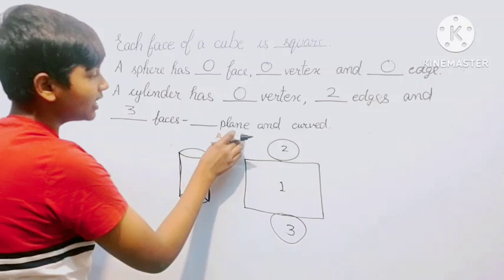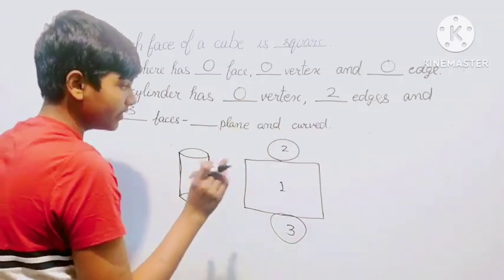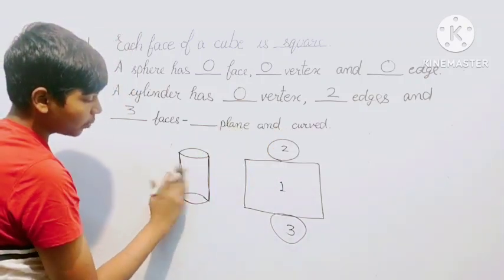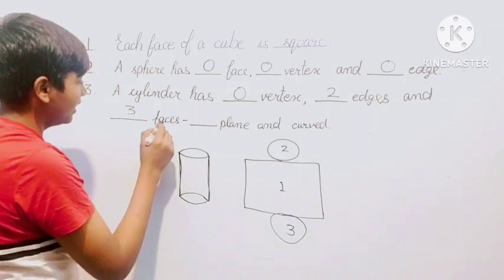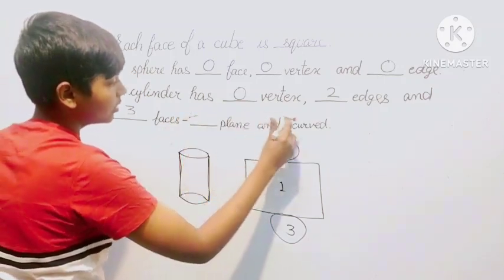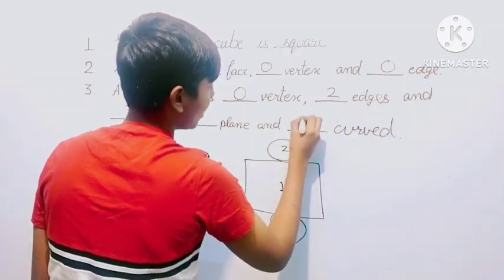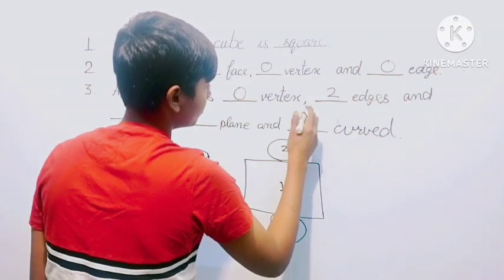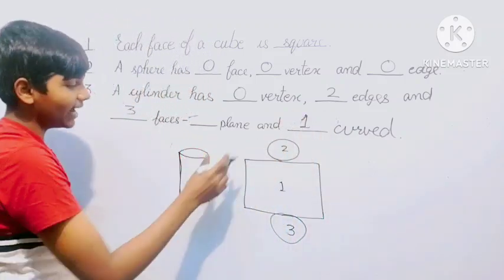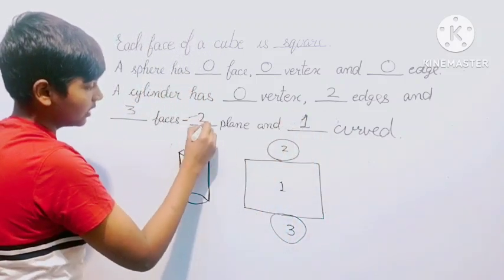And now how many are plane faces and how many are curved faces? This portion over here is a curved surface. That means there are one curved surface and 2 plane surfaces.